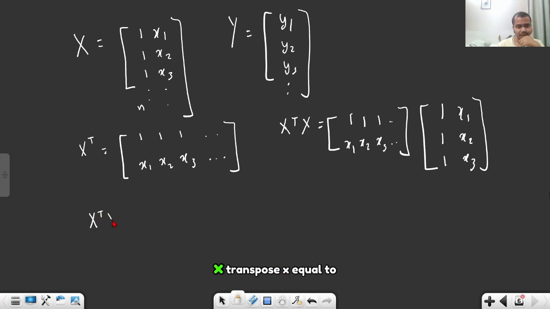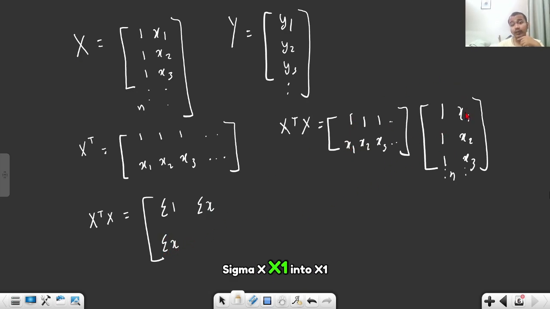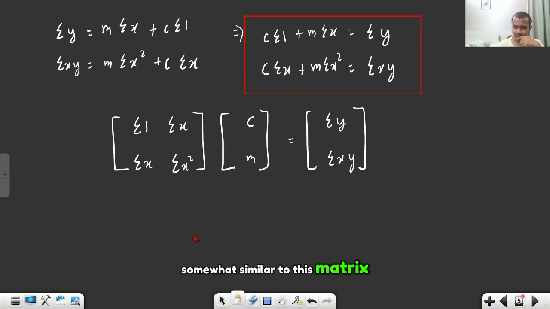Then we are going to get x transpose x equal to 1, 1, 1 into 1, 1, 1, and they are n points. So we can just write it as sigma 1, and this 1 into x1, 1 into x2, 1 into x3 till n points, so we can write it as just sigma x. Same goes x1 into 1, x2 into 1, x3 into 1: sigma x. And x1 into x1, x2 into x2, x3 into x3, so we can write it as sigma x square, right? Now, don't you see this is somewhat similar to this matrix?